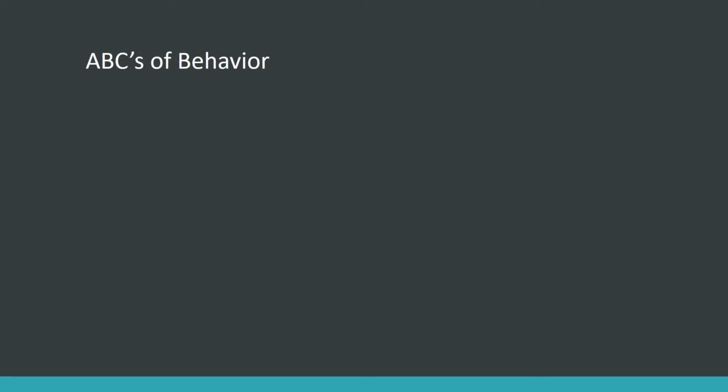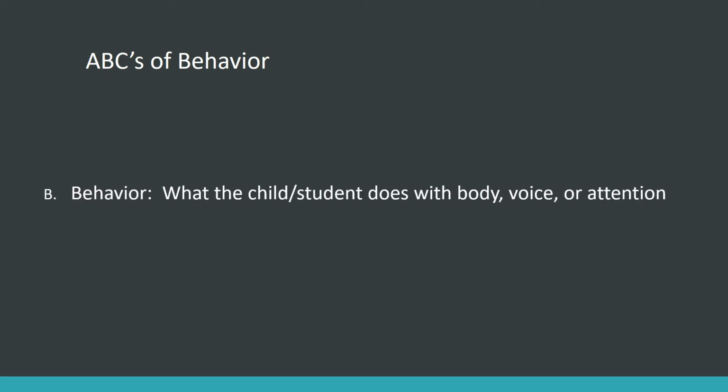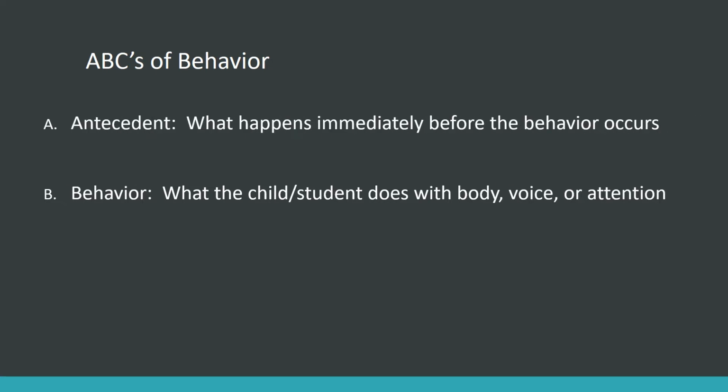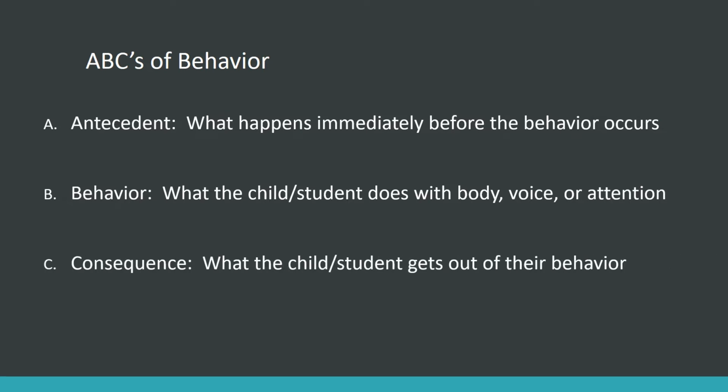So getting into the ABCs of behavior, I actually like to start with the B, which is the behavior, or what the child or student does with their body, voice, or attention. Then we can go back to the A, which stands for antecedent. And that is what happens immediately before the behavior occurs. And lastly, we have the consequence, or what does this child or student get from doing their behavior.